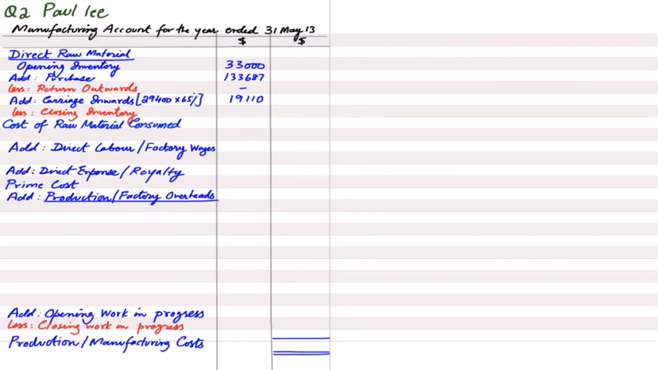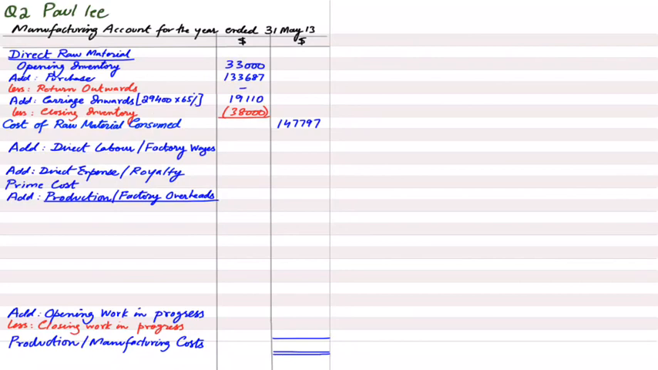Then we have closing inventory, which is mentioned in note 1. Closing inventory will be deducted. After adding all these three and deducting the closing inventory, we will get the cost of raw material consumed. That means the goods that we have produced in the factory have a total raw material content of 147,797.